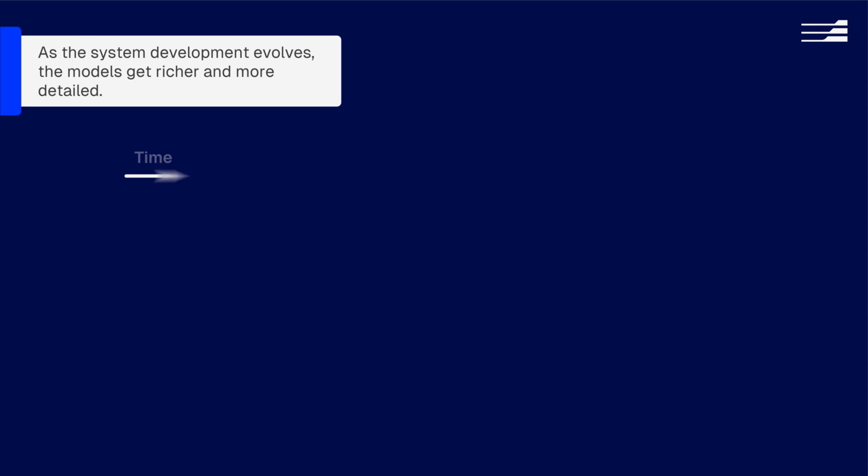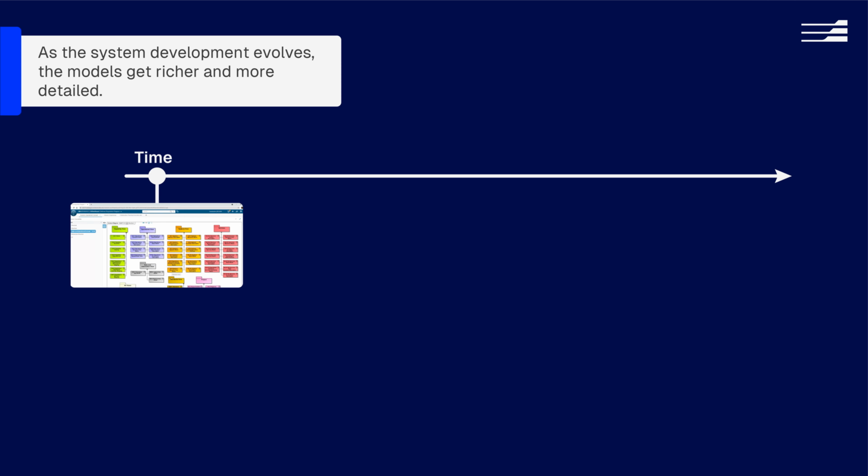One of the key strengths of MBSE is that models can be as simple or as complex as the project needs. As the system development evolves, the models get richer and more detailed, and this facilitates optimization and trade-offs. In the early phases, we might start with simple views and equations that help define high-level concepts or basic performance metrics. These models are quick to build and provide a rough understanding of how the system will behave.